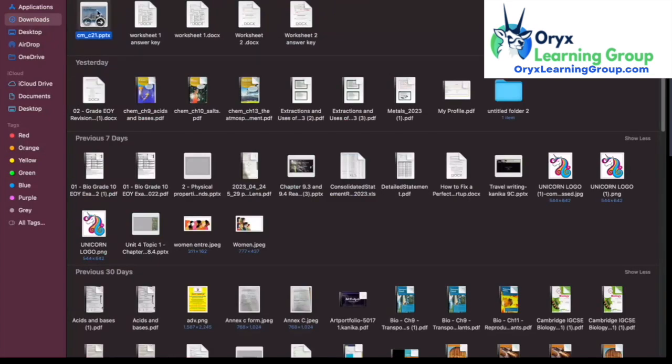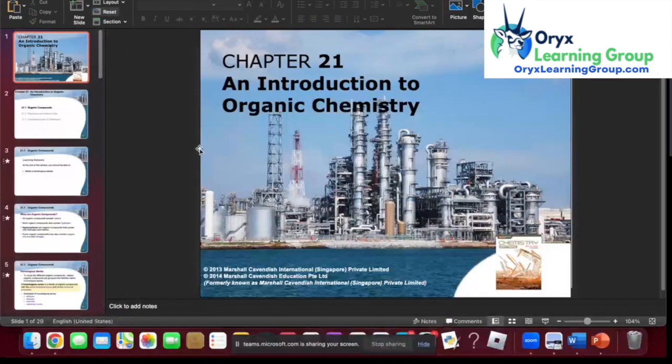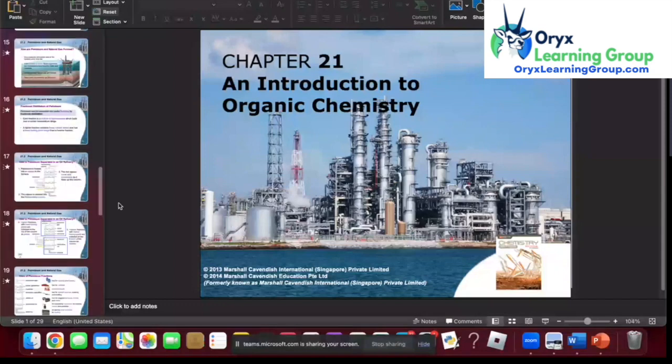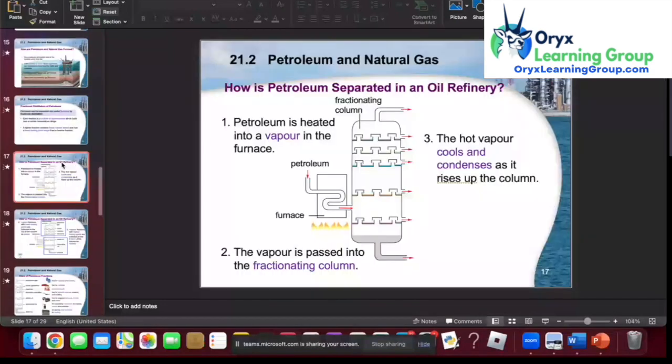Let me show you how it is done, in case this comes in the exam, what you should be writing exactly. So let me open this one. So how is this done? Petroleum is heated into a vapor in the furnace. There are big furnaces in which it will be done. In case you have gallons of oil, it's a very large amount, right? So we can't do it in test tubes. You have to do it in a big furnace.